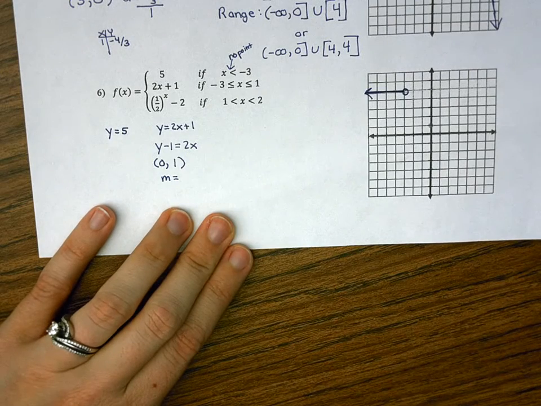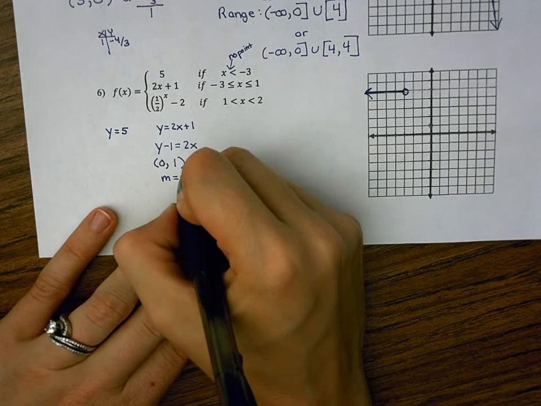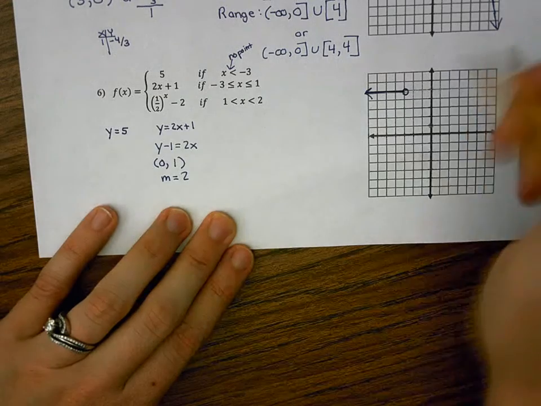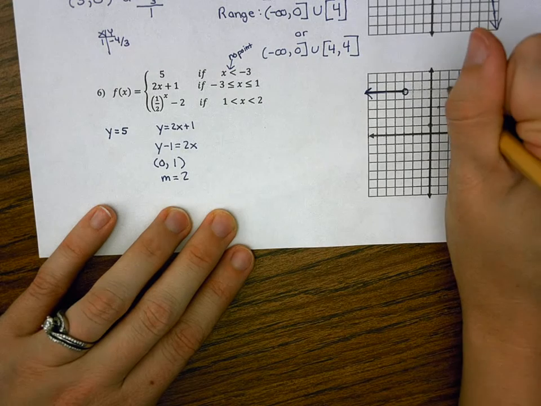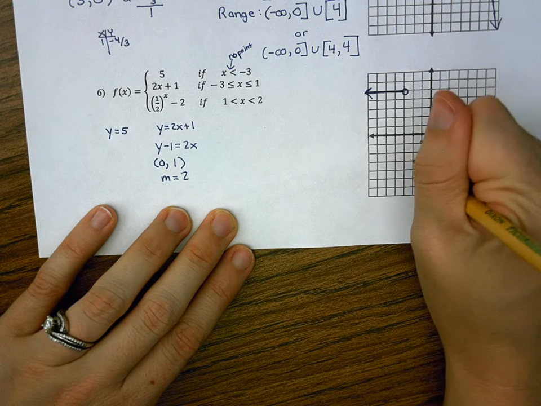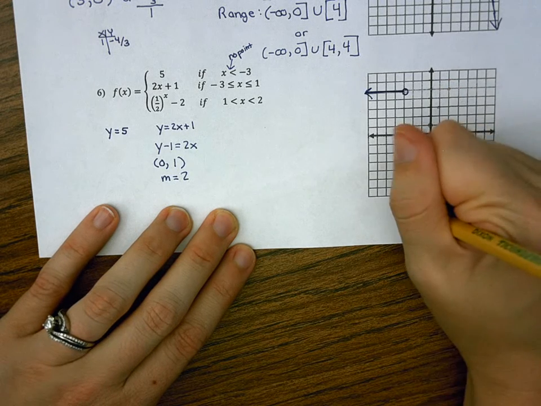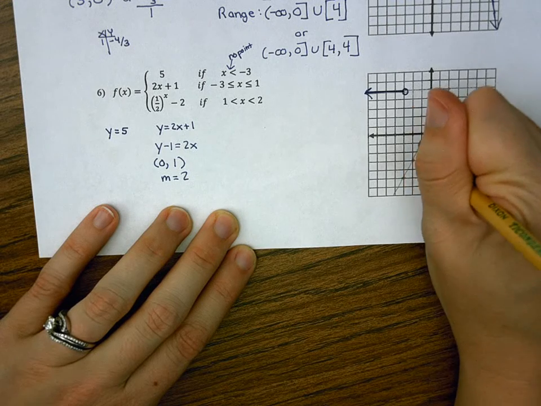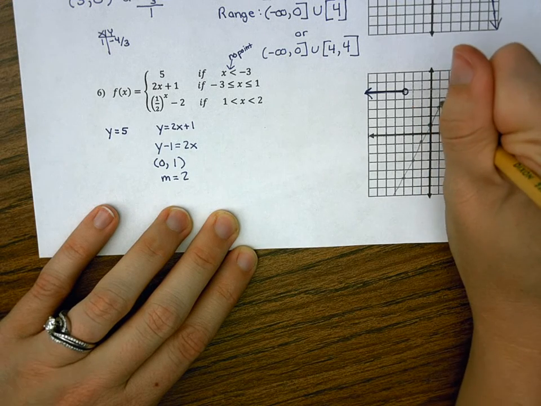Okay, well, my slope would be 2. So up 2 over 1. Okay. So I get this graph here. Again, keep it light because you're going to end up erasing some of it.